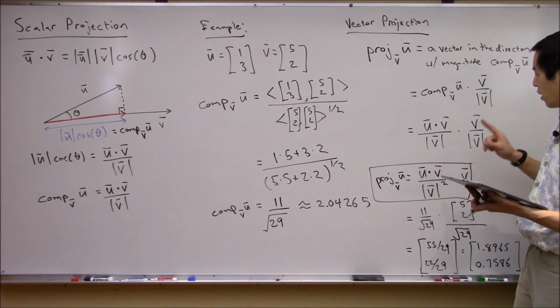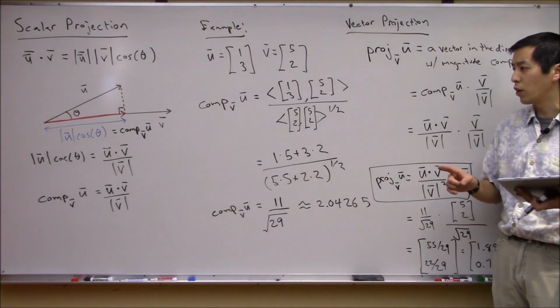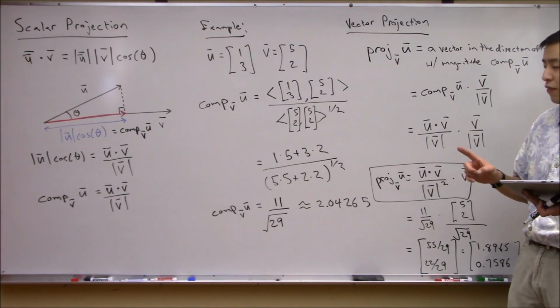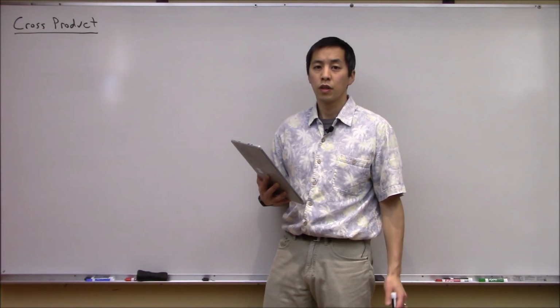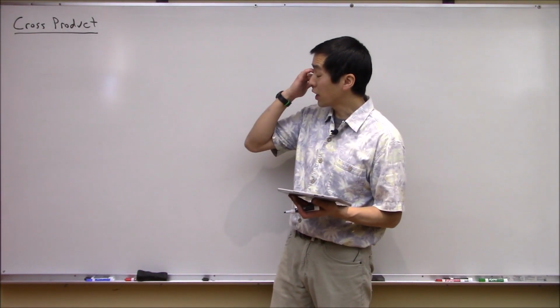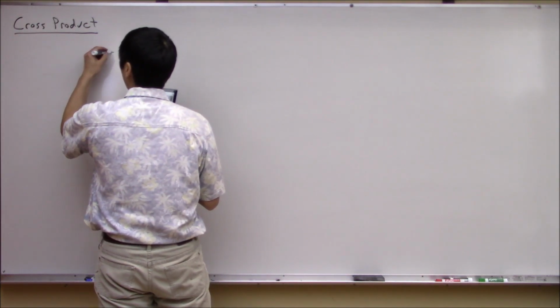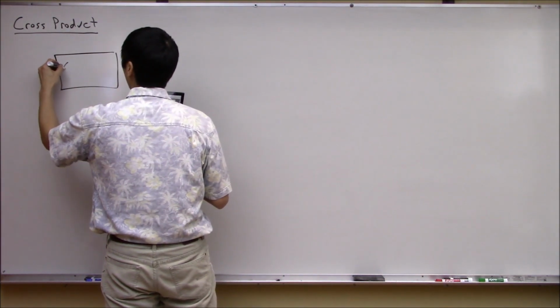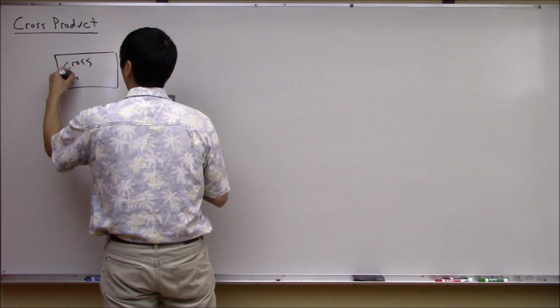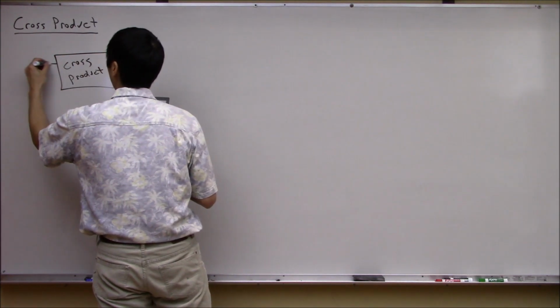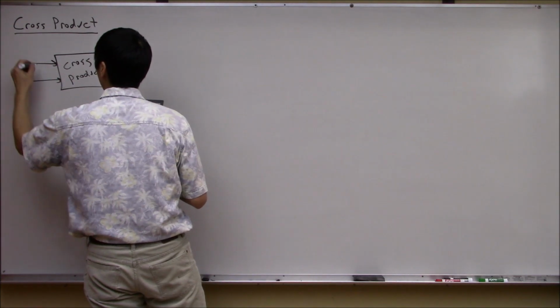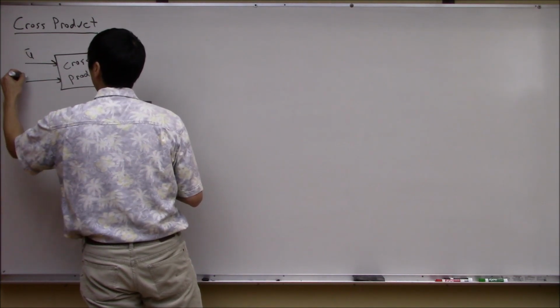Let me erase the board and let's go over one final one, namely the cross product. That's the last vector operation I'd like to look at. The cross product is interesting. Again, it's just an operator which now actually takes in two vectors, just like we saw with the inner product. Let's call them u and v, right?